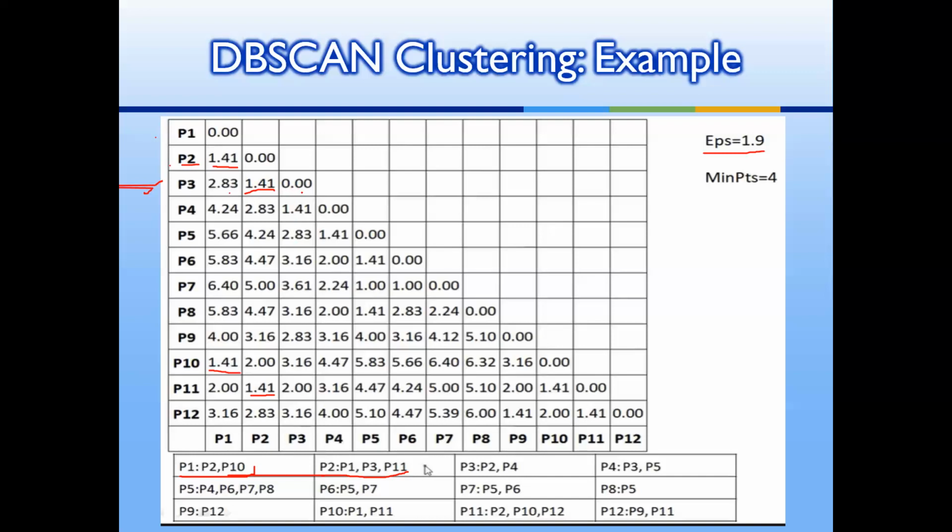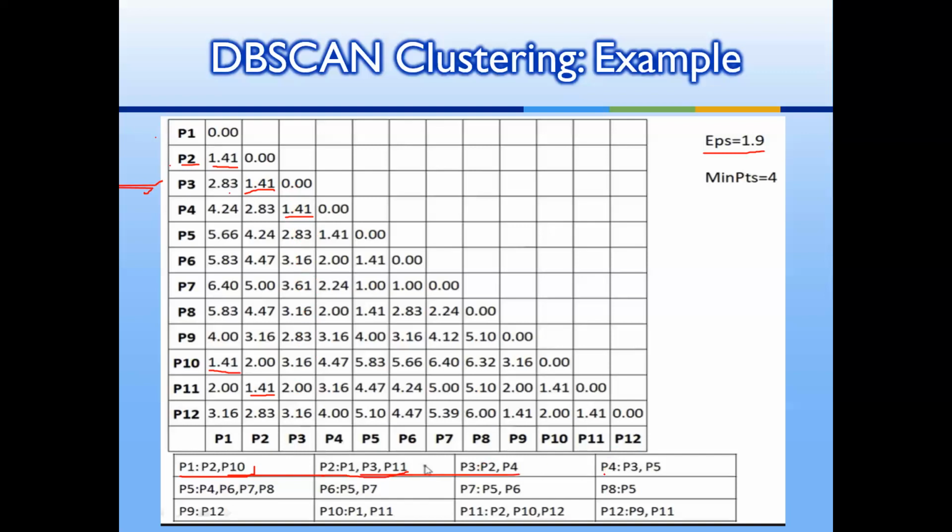Then check vertically here. This is my P3 column. P4 is closer to P3, which satisfies the epsilon criteria. Only one point is there, that is P4. So for this P3 center point, we have found the neighbors P2 and P4.